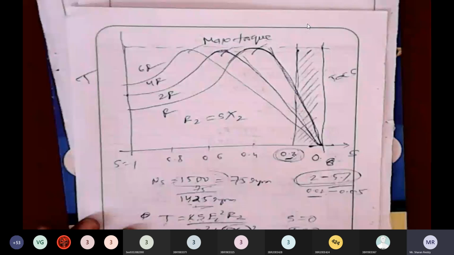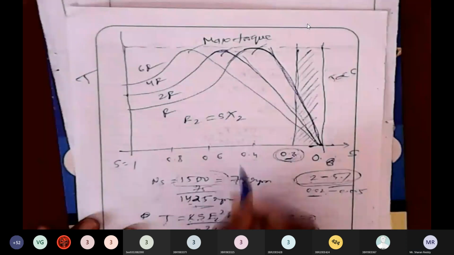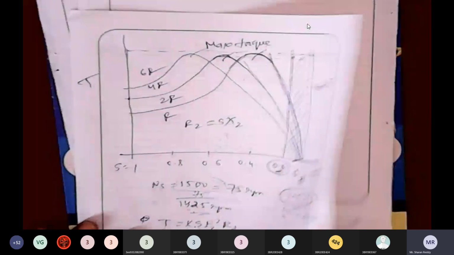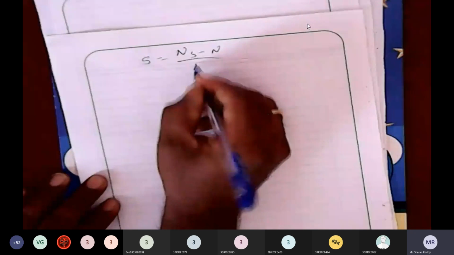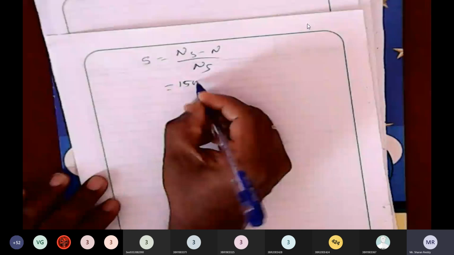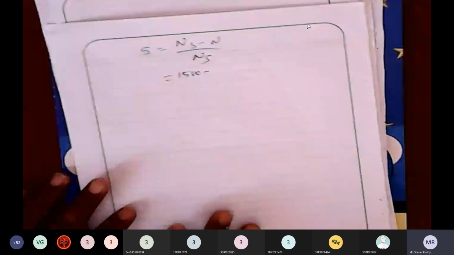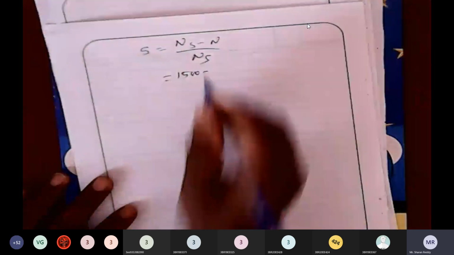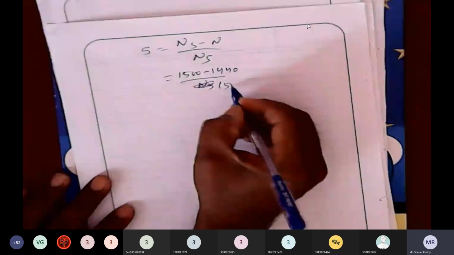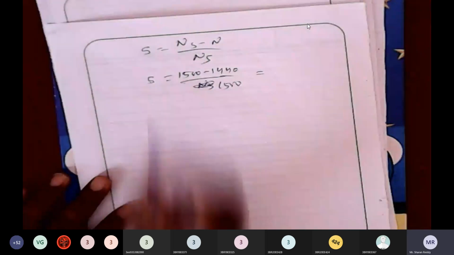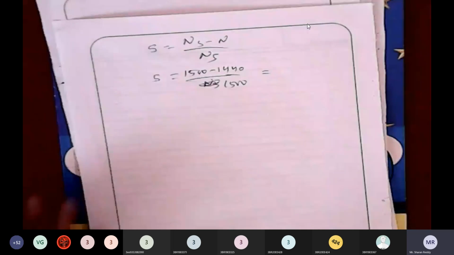After that, if you still further try to increase the load, what happens? What happens to the slip value when you increase the load? Slip is Ns minus N divided by Ns. Now Ns is a standard value, 1500, let us say, and N is 1440. You calculate and tell me the value of this slip: 1500 minus 1440 by 1500. How much is this value? Is it 4% or 3%?